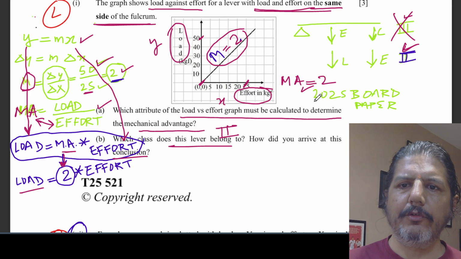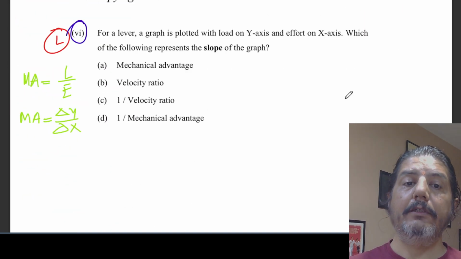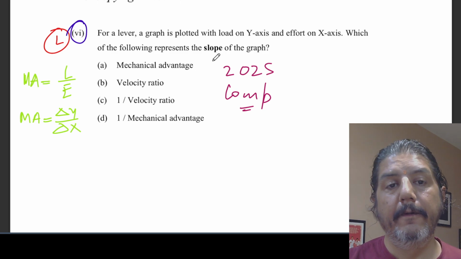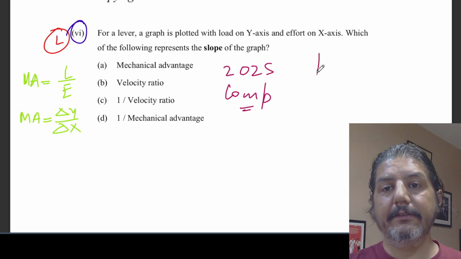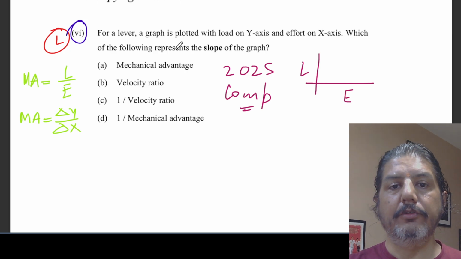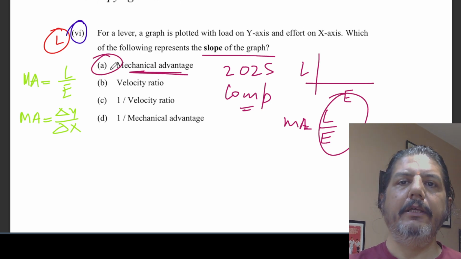So this was a question which was asked in the 2025 board paper. Then the same kind of question was asked in the compartment paper in the same year, 2025. For a lever, a graph is plotted with a load on the y-axis and an effort on the x-axis. Which of the following represents the slope of the graph? As we have discussed, L upon E. Mechanical advantage is equal to L upon E. So my answer would be A part.